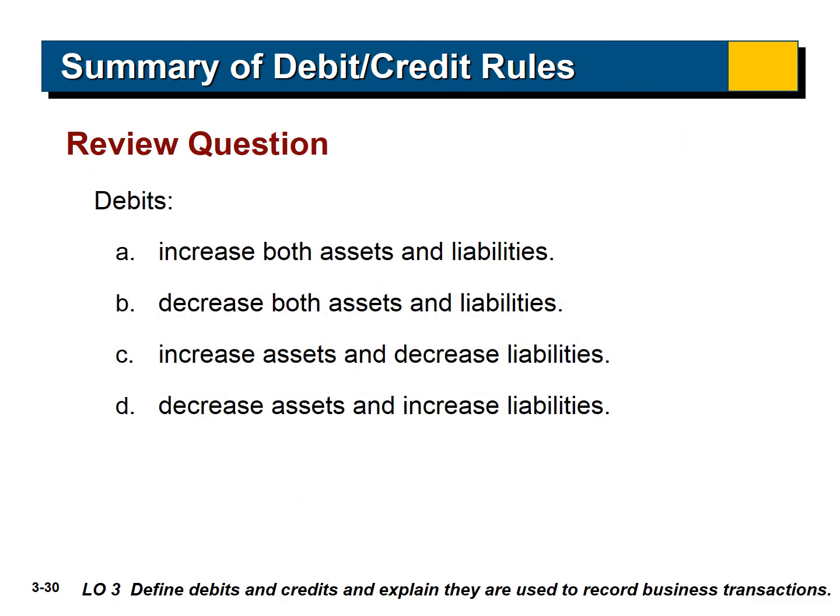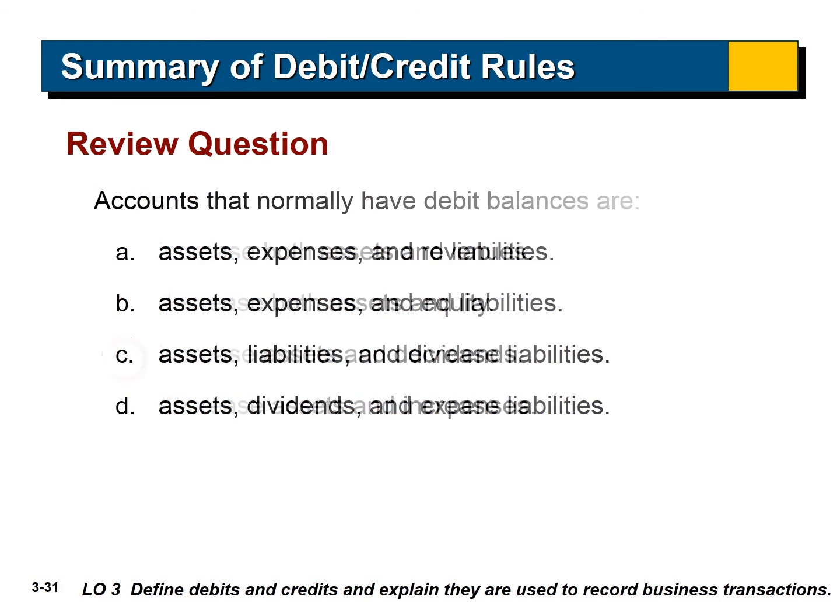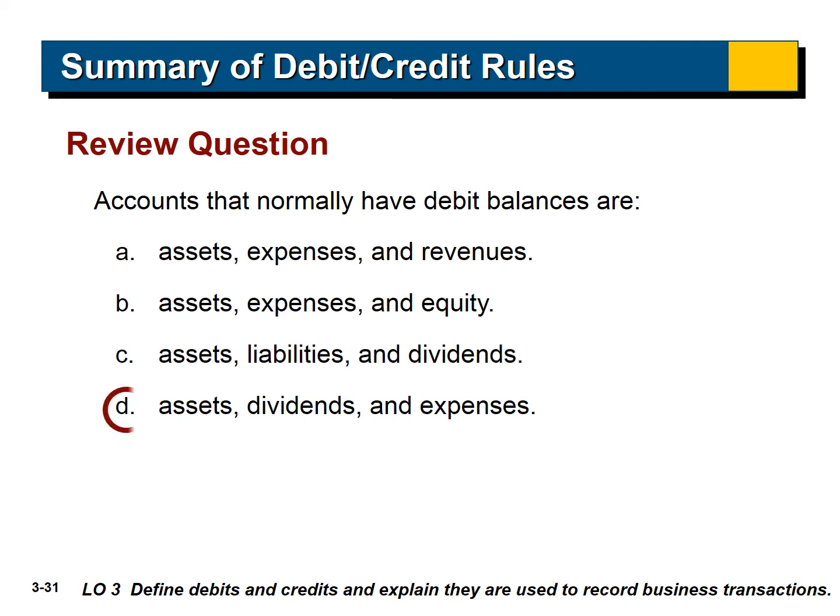Here's a review question. Debits do what? Well, if you think back to what we just did, debits increase assets and decrease liabilities. That's the only one that holds true. Accounts that normally have debit balances, well, I just said, remember there are three of them, and those are assets, dividends, and expenses. All of the others have a normal credit balance.